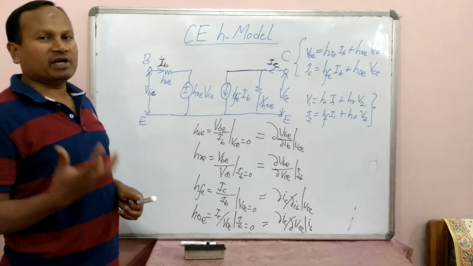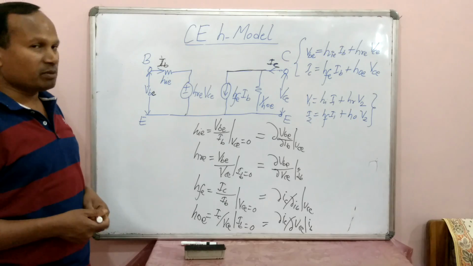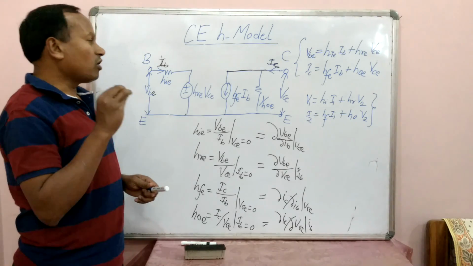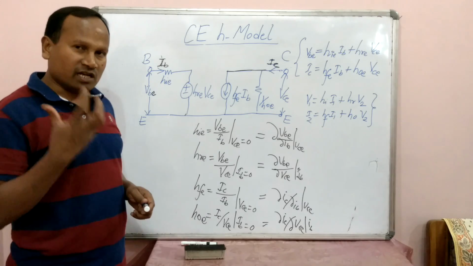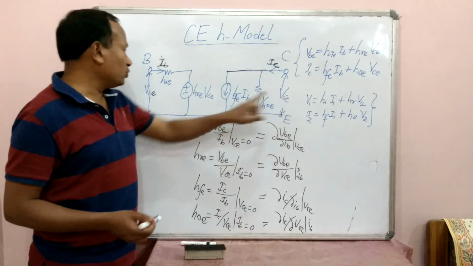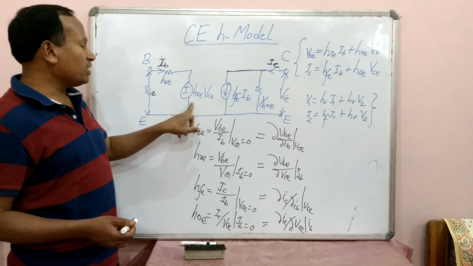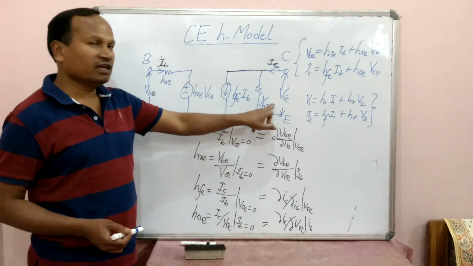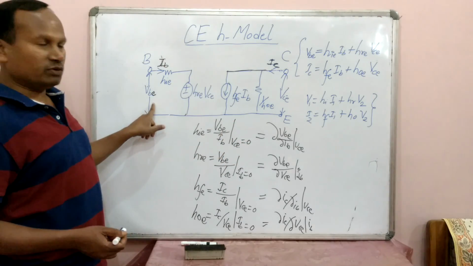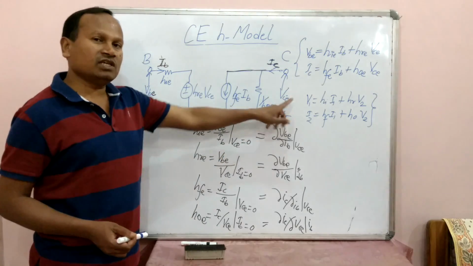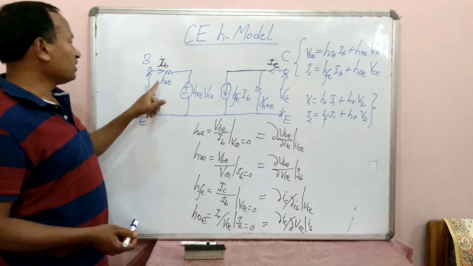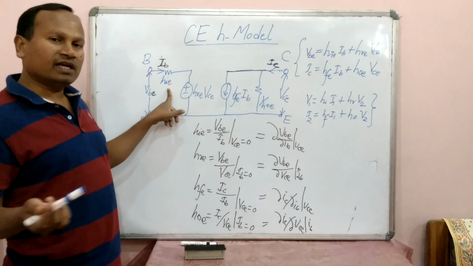Let us draw the hybrid model, the h-model, for the common emitter amplifier. As we understood when we drew the general purpose hybrid model, there were V1, I2, V2, and hi, hrV2, hfI1 and ho there. Similarly, for common emitter, what is V1? VB. What is V2? VC. What is I1? IB. What is I2? IC. Then this is hi, which we have written as HIE.